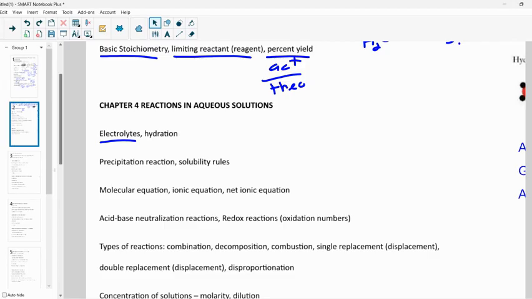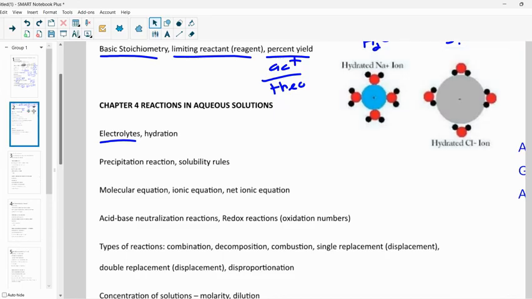Hydration, what do we mean there? Something like this, where we have our ions. The charge of the ions determines the orientation of our water molecules. Here we have a Na+ ion, it's positively charged, so the negative side of the oxygen is attracted in. Here we have our negative ion, and the hydrogen side is surrounding that.